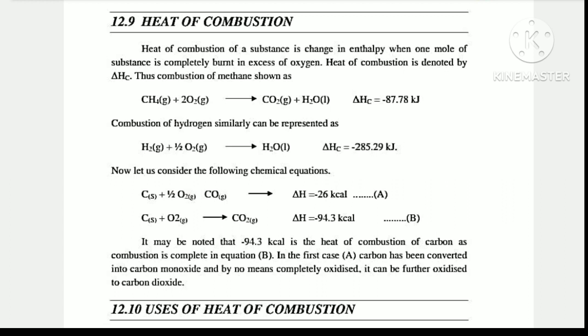A: C plus half O2 gives CO, delta H is equal to minus 26 kilocalorie. B: C plus O2 gives CO2, delta H is equal to minus 94.3 kilocalorie. It may be noted that minus 94.3 kilocalorie is the heat of combustion of carbon, as combustion is complete in equation B. In the first case A, carbon has been converted into carbon monoxide and by no means completely oxidized. It can be further oxidized to carbon dioxide.